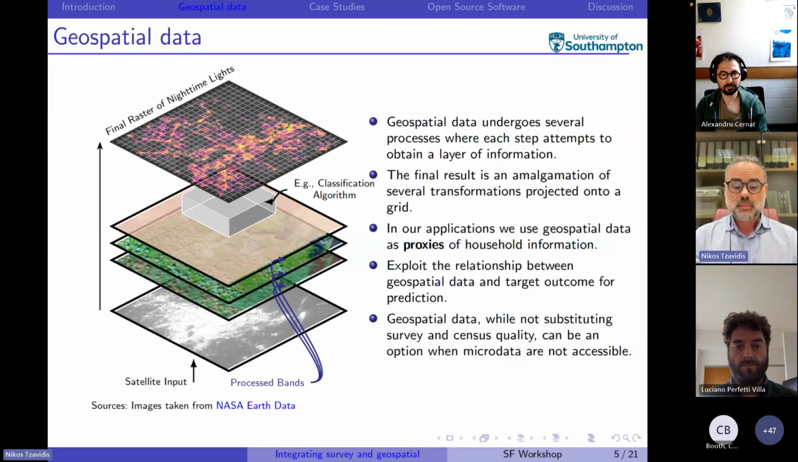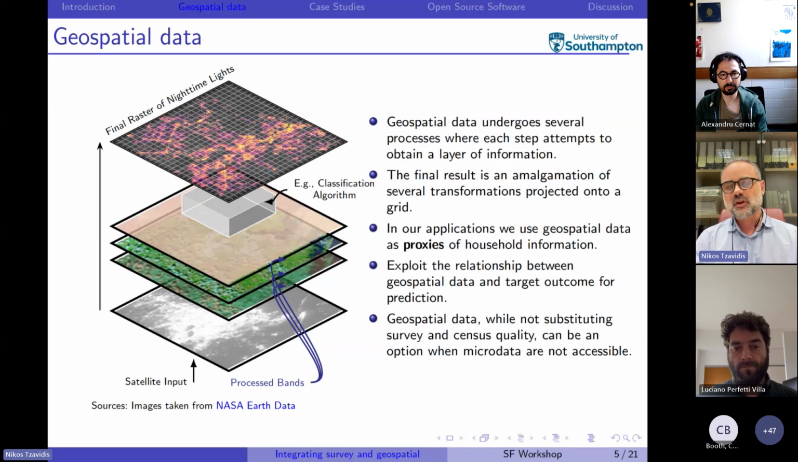So basically, the geospatial data will undergo several processes, where at each step we attempt to obtain a layer of information. Normally, you start with a satellite input. And the thing that the analyst sees at the end, basically, is the top layer, which is the final raster. In this case, it's a raster of nightlight information for small grids. So each square is a particular grid in a particular country, for example. And that's what the analyst will see as the final output.